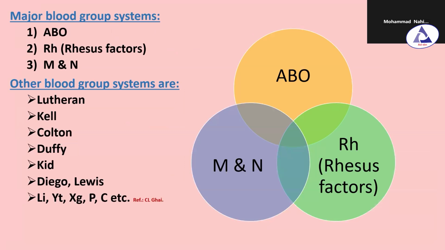Now, we have to know the major blood group systems and other minor blood group systems. Major blood group systems are clinically important, and they include the ABO blood group system, RH blood group system, and MN blood group system. Other minor blood groups include Lutheran blood group system, Kell, Colton, Duffy, Kidd, Diego, Lewis, etc. You don't have to remember all those names of minor blood group systems. Just remember three major blood group systems: ABO, RH, and MN.